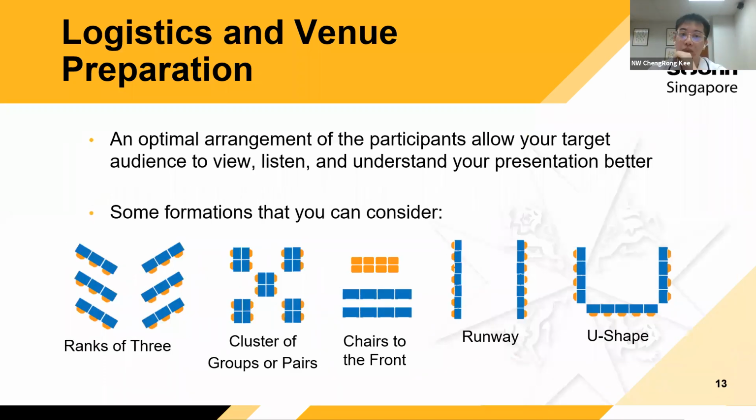Now, here are some formations that you can use. The key point to take note of is that the audience can see what you're doing and hear what you are saying. So take a look at some of these formations. The ones in orange are the chairs. The ones in blue are the participants themselves.